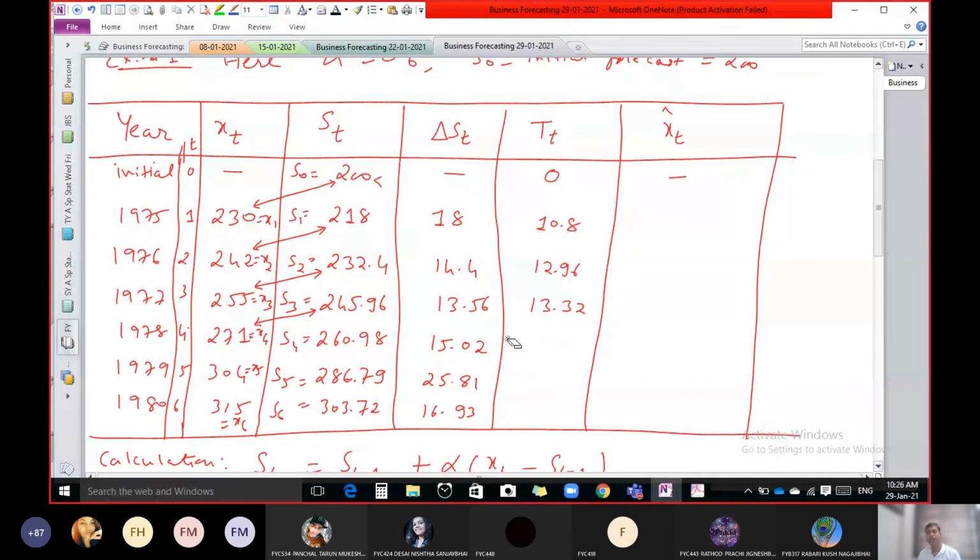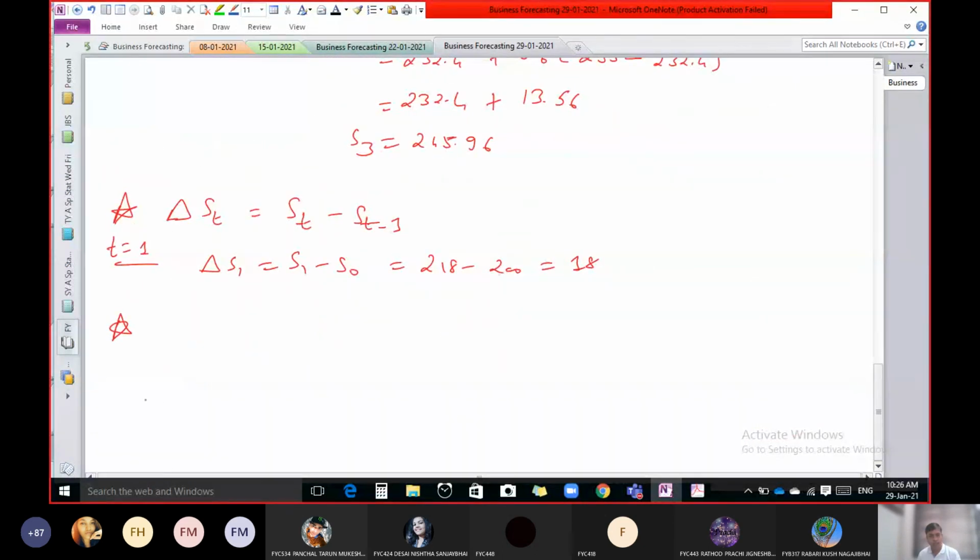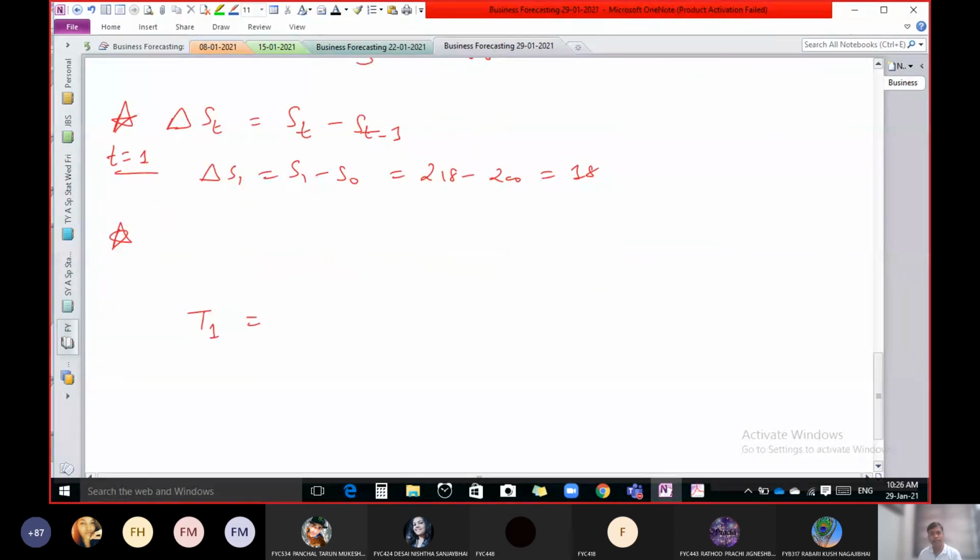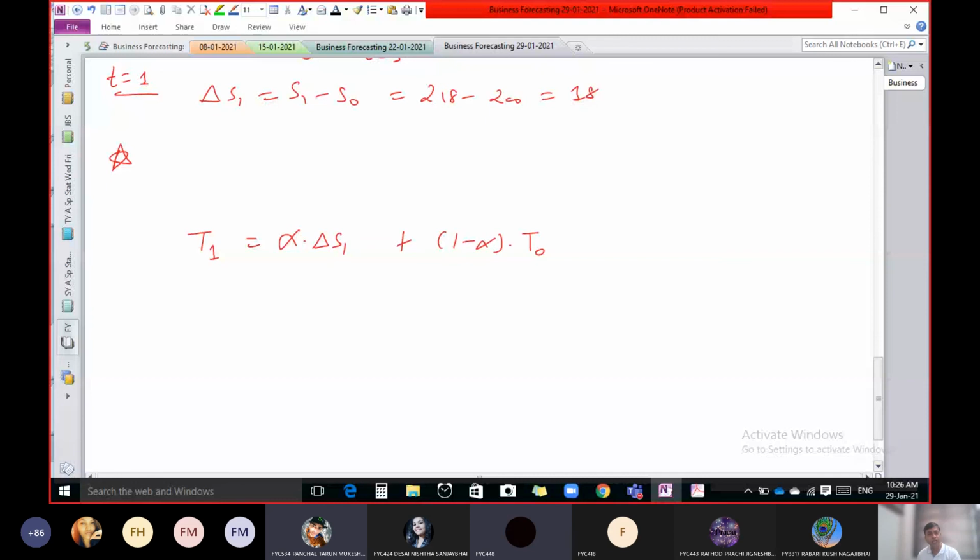So can you tell me what is the formula for T1? What do we have to do to calculate T1? Can you tell me? Any of you? Alpha into delta S1 plus 1 minus alpha into T0. Yes, T0. Now can you tell me how to calculate T2 once again?